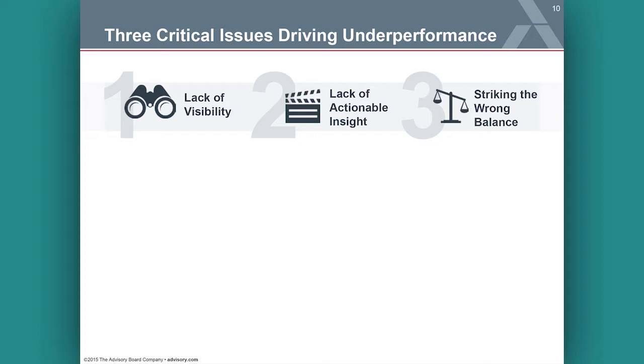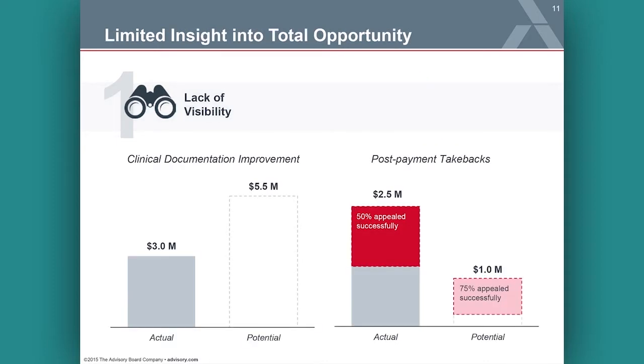And I'll share a few different anecdotes from members that I've worked with just in the last year or so. So 3 challenges that are being communicated to us. Number 1, lack of visibility. Number 2, lack of actionable insights. And number 3, striking the wrong balance. And let me tell you what I mean by these.